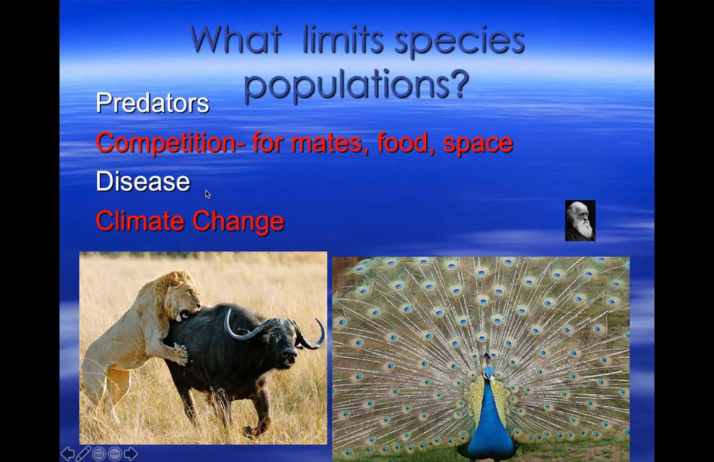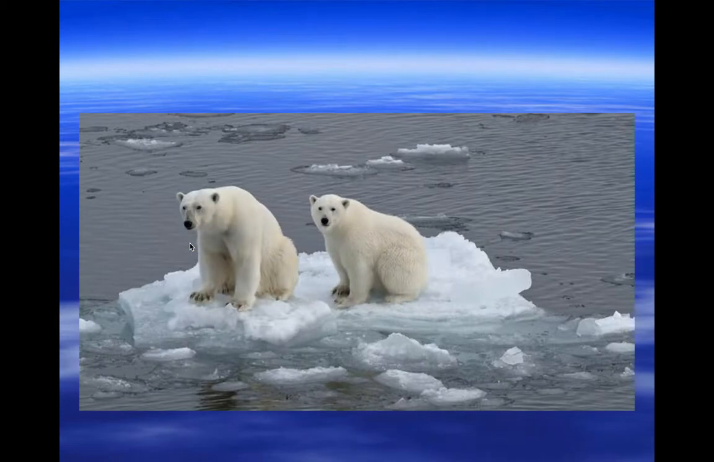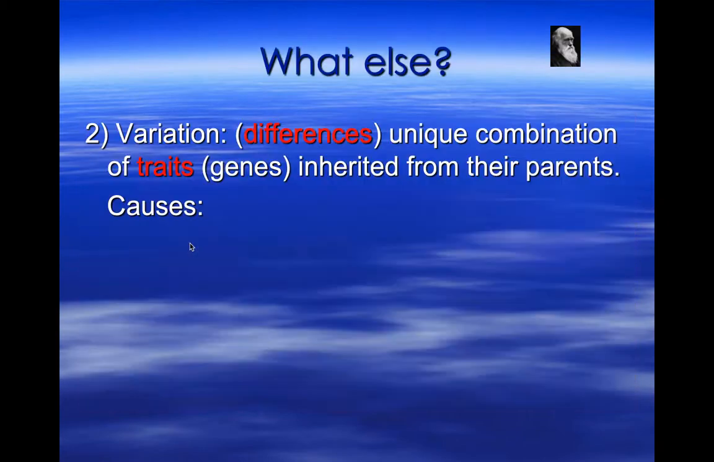Disease will limit a population. Sometimes this happens to plants. There's a fungus that can affect the plant population, and the population can die. Or even climate change, and we see this happening now. Lots of animals are becoming extinct because they cannot adapt to the changing environment. One classic example of this is polar bears. They survive by swimming from ice floe to ice floe, and there are fewer and fewer of these ice floes, so they have to swim faster, and some of them are drowning.